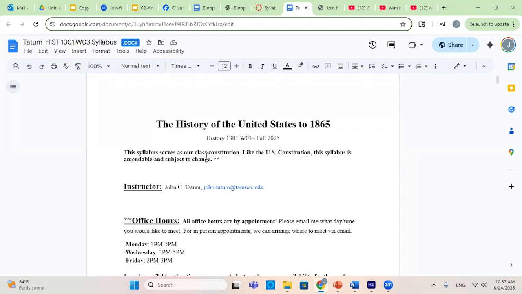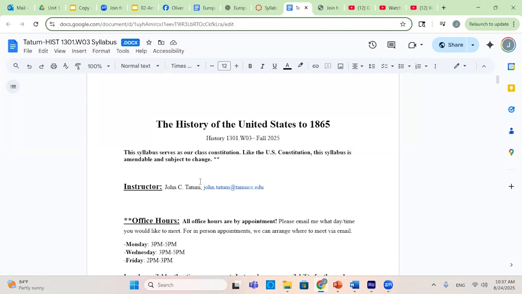So we can see here, I've added a note that our syllabus serves as our class constitution, okay? This is the framework, the guidelines for what you can expect from this class, what you can expect from me, and what I expect from you. And like the US Constitution, it is amendable and subject to change, all right? So as needs arise and we need to go in and amend this thing, we certainly can.